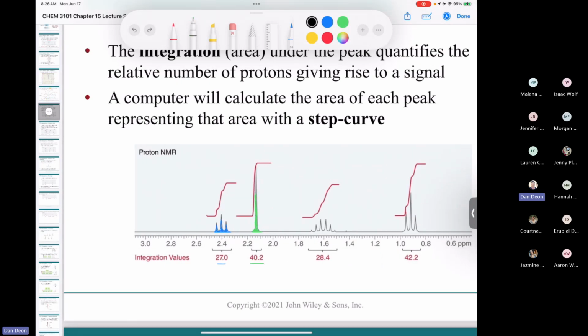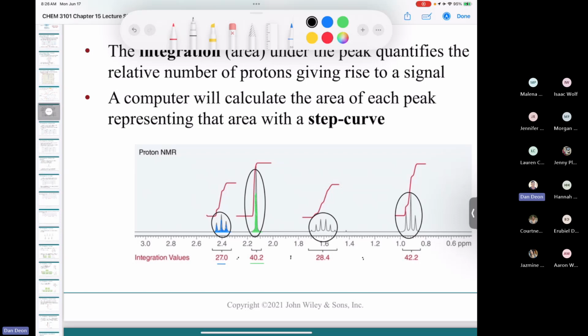So there's a signal here, that's what we call a triplet. There's a signal here, that's a singlet. There's a signal here, and there's a signal here. You see the relative numbers are 27.0 to 40.2 to 28.4 to 48.2. Again, there's no such thing as 42.2 protons. They have to be a whole number, but these are just ratios.